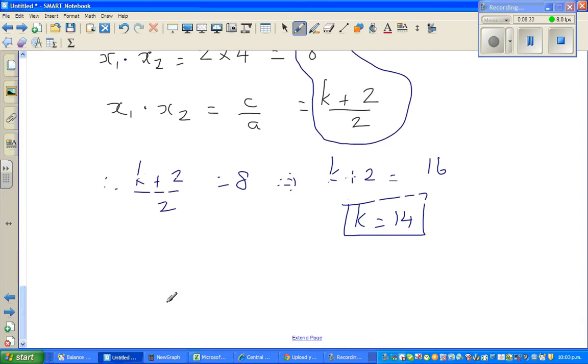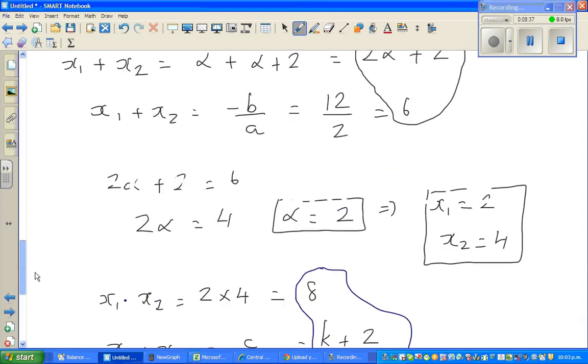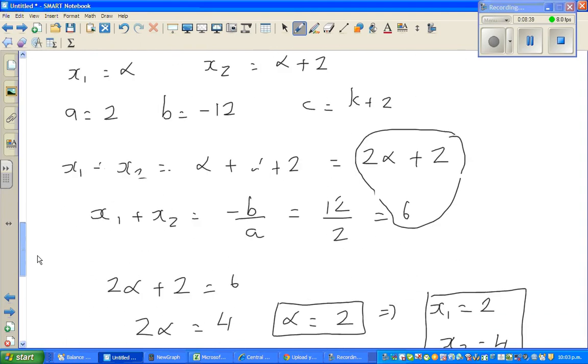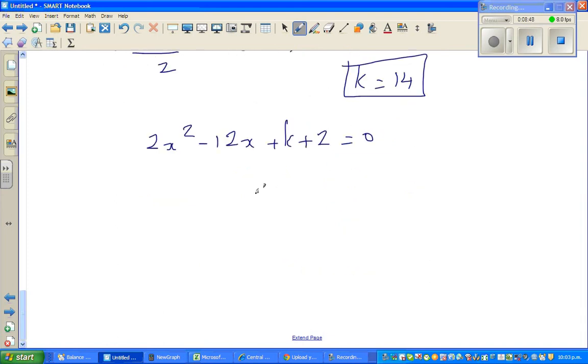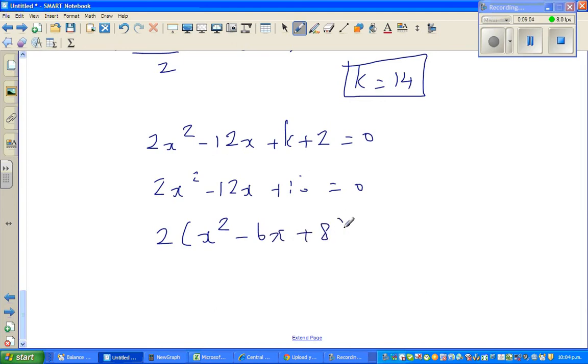So what we are saying is k has to be 14, isn't it? Okay, so the equation was 2x squared minus 12x plus k plus 2 is equal to 0. So let me put the value of k here. So this is nothing but 2x squared minus 12x plus 16 is equal to 0. You can factor out the 2. So if you factor out the 2, it is x squared minus 6x plus 8 is equal to 0.